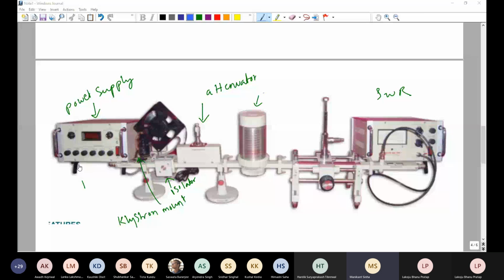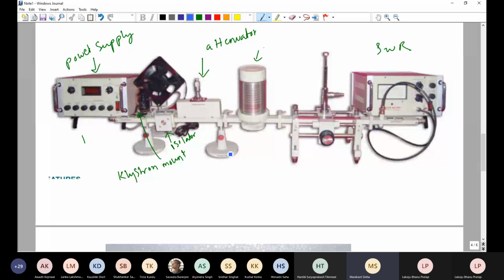So it is a slotted, basically it is called the slotted waveguide section. It is a rectangular waveguide having a slot on the middle of the broad wall. You know that in a rectangular waveguide, one wall will be wider and the other wall will be shorter. So you have the slot etched or cut on the broad wall, not on the narrower wall.